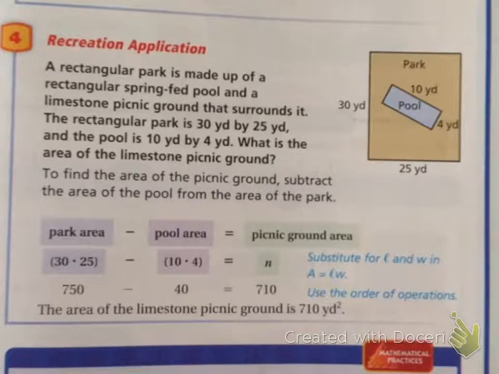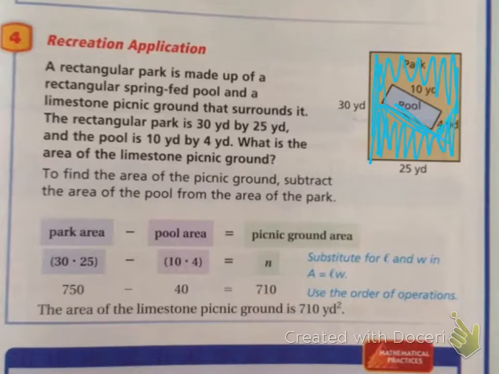Okay, you're going to have one type of problem like this example for today and also for tomorrow. The word problem says a rectangular park is made up of a rectangular spring-fed pool and a limestone picnic ground that surrounds it. The rectangular park is 30 yards by 25 yards and the pool is 10 yards by 4 yards. What is the area of the limestone picnic ground? So the area that we're looking for is everything in brown over here. I want to know what the area of that is.